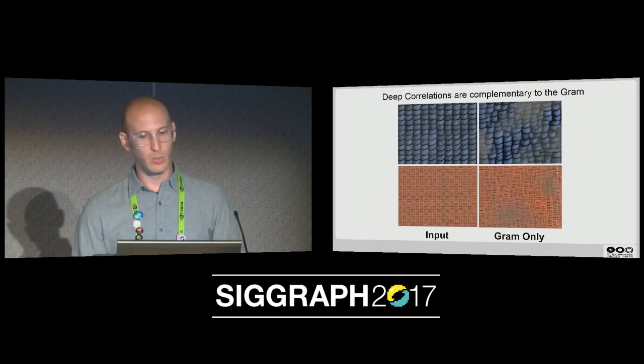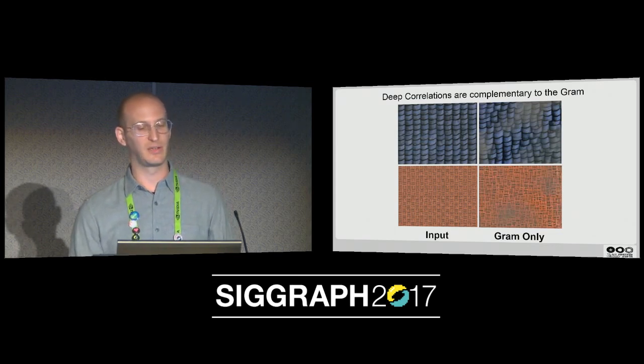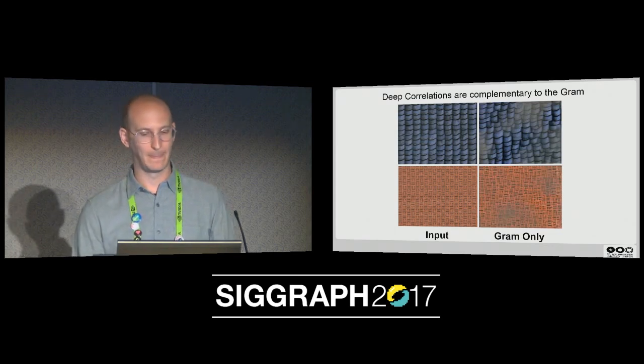In this image, what I show is the result of Gatys et al.'s algorithm, which means we synthesize textures using the Gram matrix only. And you may quite easily notice that structure isn't preserved properly.